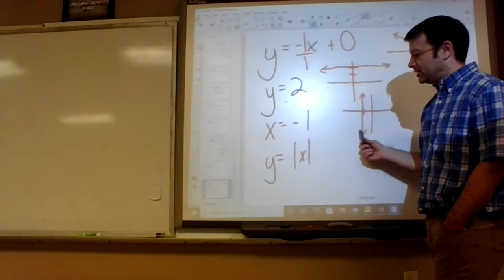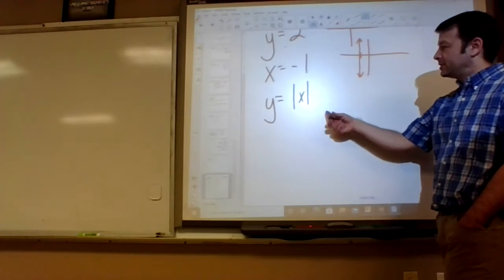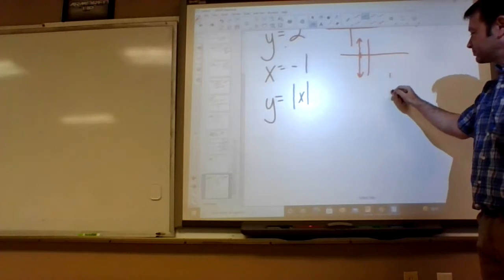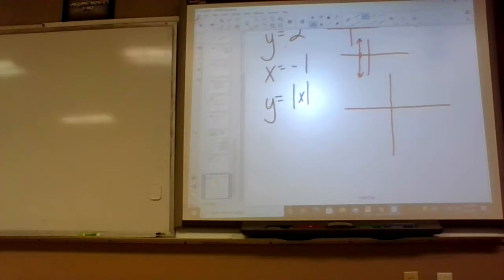All right. Now we haven't done this one this year, but do you guys know what this graph would look like? Would it just start at the origin with a diagonal line going up?